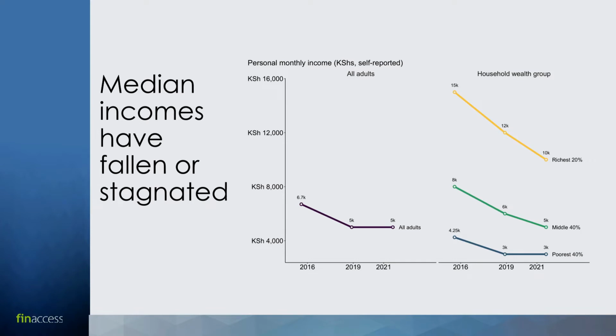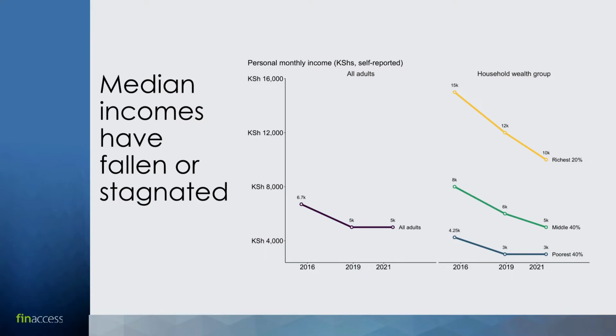We've also found that median incomes have either fallen or stagnated. And, oh, goodness, we can't see the bottom of the screen. Oh, it's okay, I think the legend is up there. So we can see that that's true across all wealth groups. We've seen declines for the poorest 40%, middle 40%, and the richest 20% of the population. Interestingly enough, the steepest declines have come within the richest segment of the population. That is our top 20%.